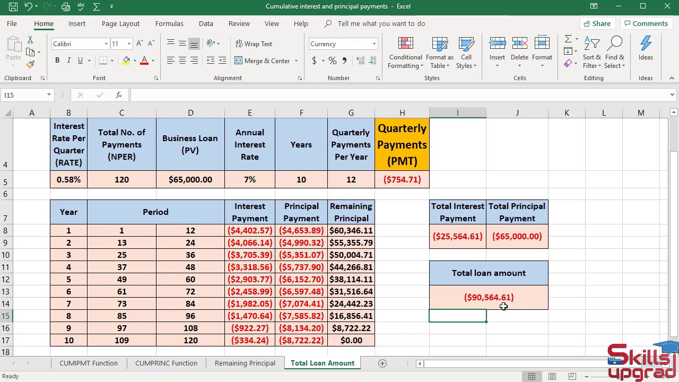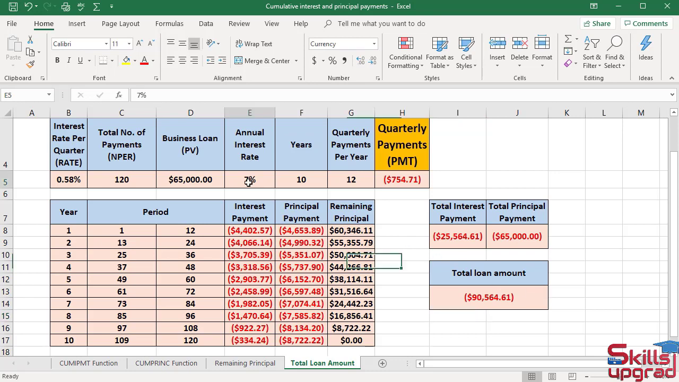$90,564.61. Company borrows $65,000 to bank and repays to bank within 10 years $90,564.61. This amount depends on the value of annual interest rate. If I increase or decrease the value of annual interest rate, the value of total loan amount will be changed.